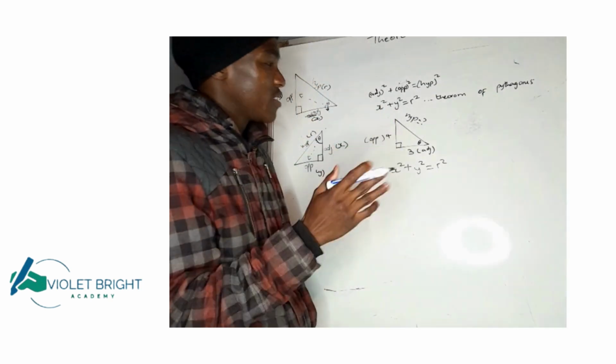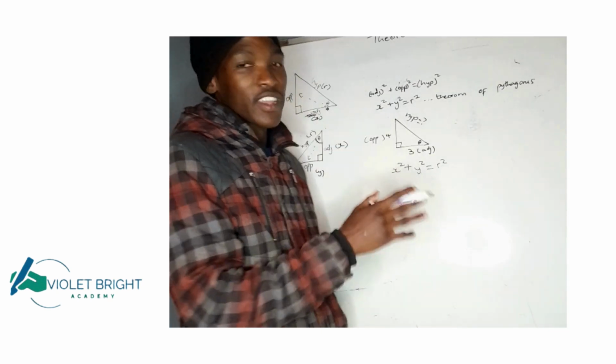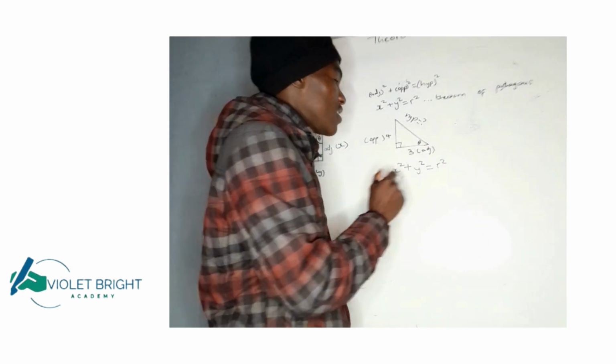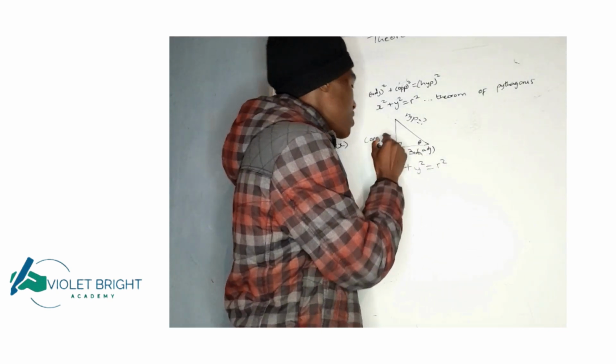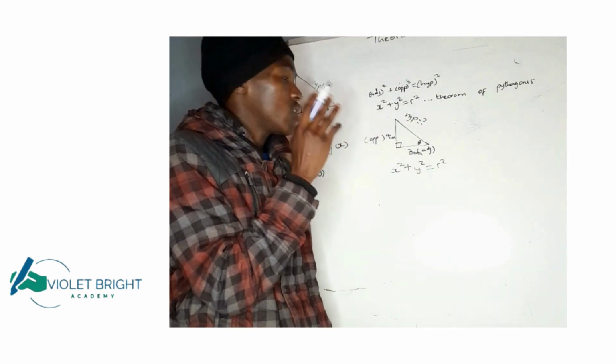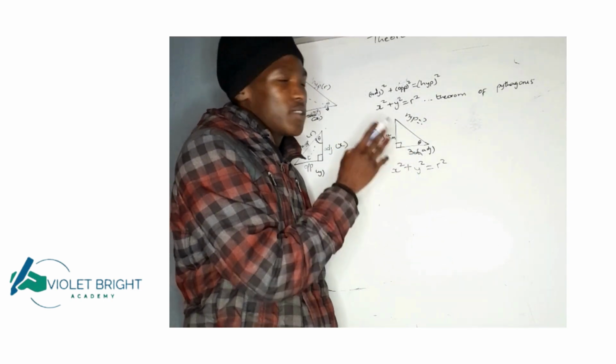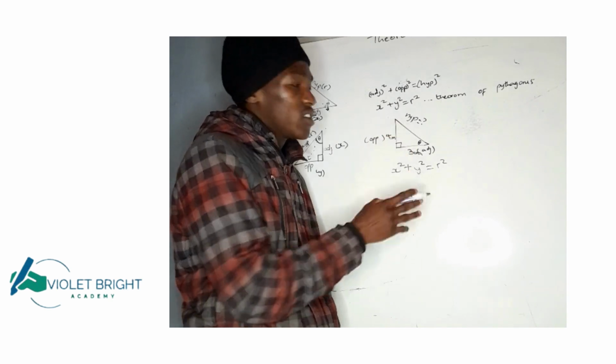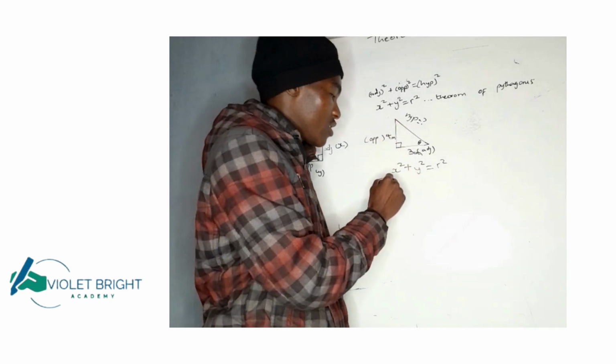Now let's say, for example, we have a right angle triangle. The adjacent side, let's say they told us, is 3 centimeters, the opposite side is 3 centimeters, and the hypotenuse side is 3 centimeters. Now, how do you find the missing side, which is the hypotenuse side? Remember, we're going to do it like this.